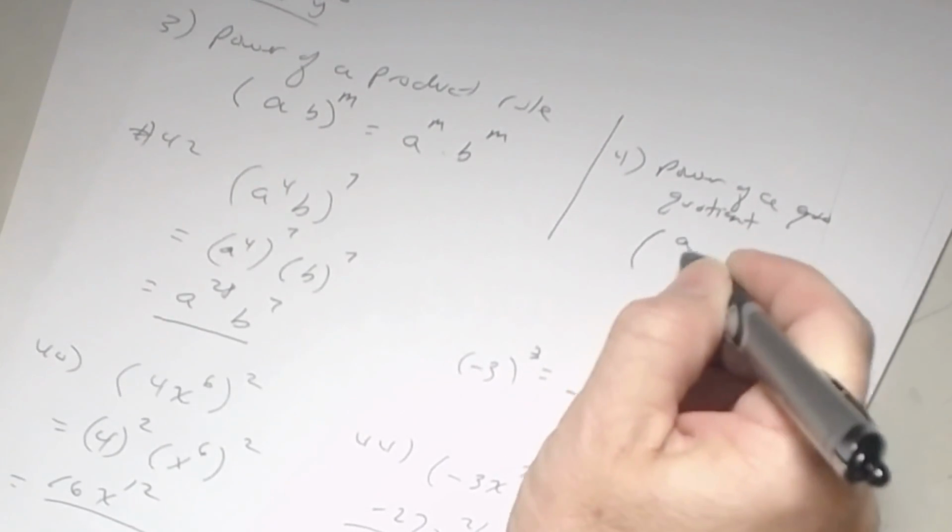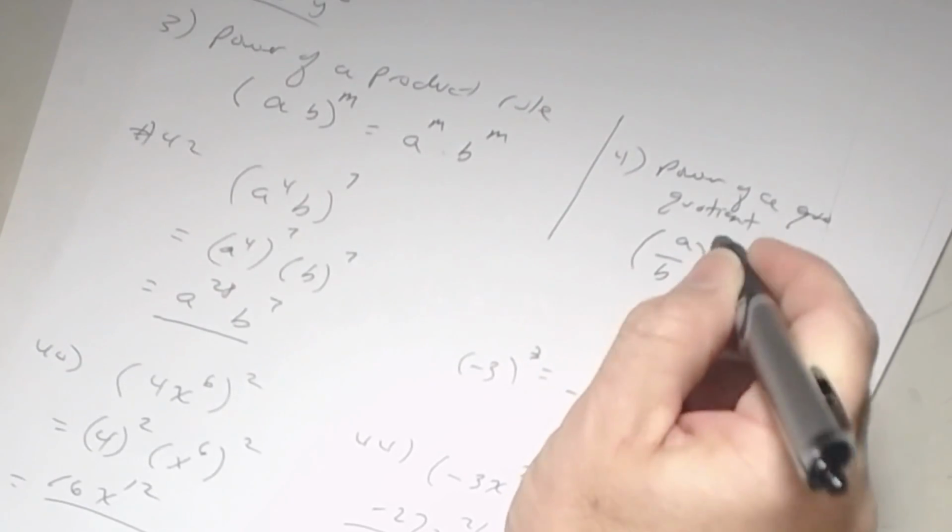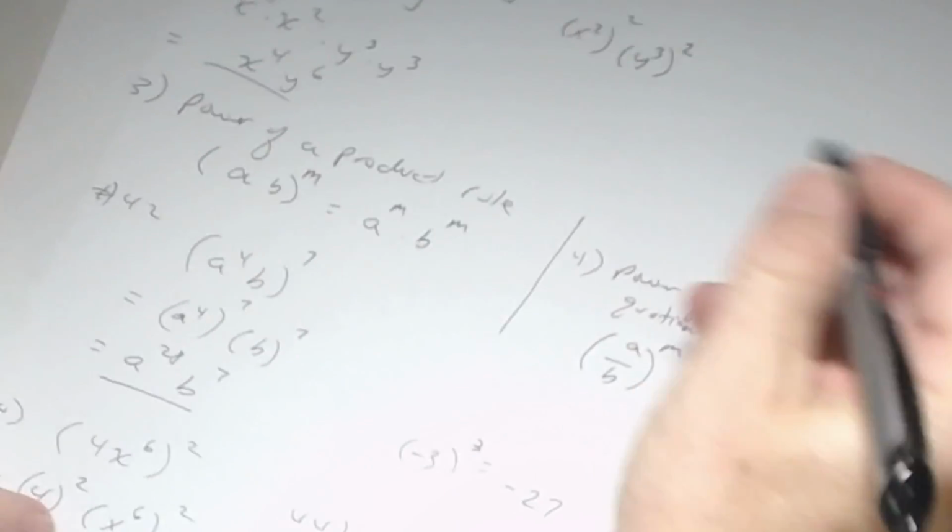If I have A divided by B raised to the m power, that's a quotient, a fraction, A divided by B. The word division means quotient. So all I do is take the numerator, raise it to that power, and then take the denominator, raise it to that power. All right, it kind of makes sense because watch. Let's suppose I had this.